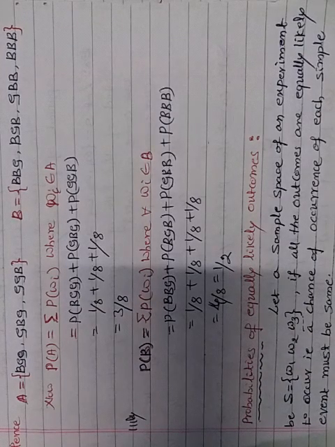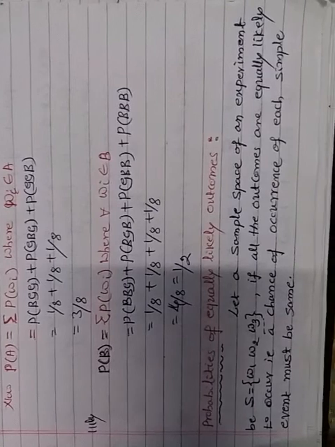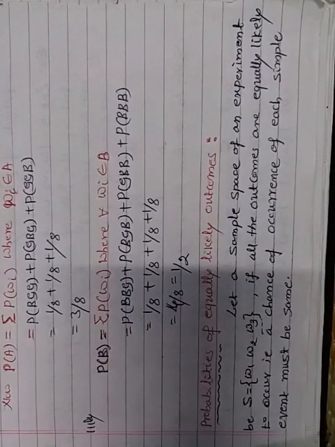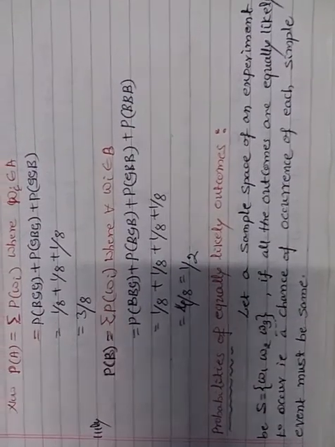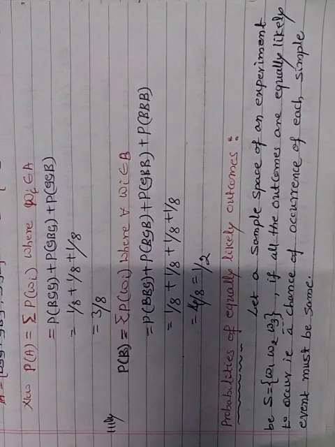This is another example where the pens have defective and non-defective conditions. Then the next topic is the probability of equally likely outcomes. In this probability, what shall we study?